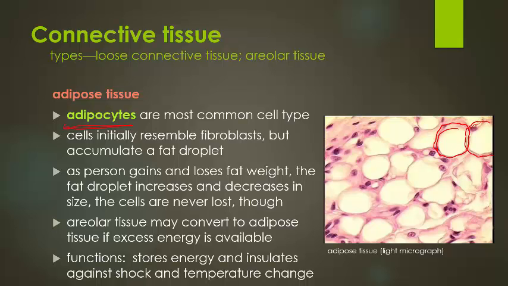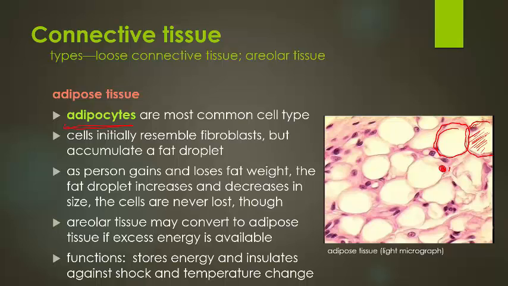Cells in adipose tissue initially resemble fibroblasts. But as the body takes in more energy than it can store in the liver in the form of glycogen, that extra energy is converted into fat, and the adipocytes will pick up that fat and store it in their cells as a fat droplet. So this area here, I'm going to lightly shade it. That's where the fat droplet is. And the fat droplet can become so large that all of the organelles get squeezed off to the side.